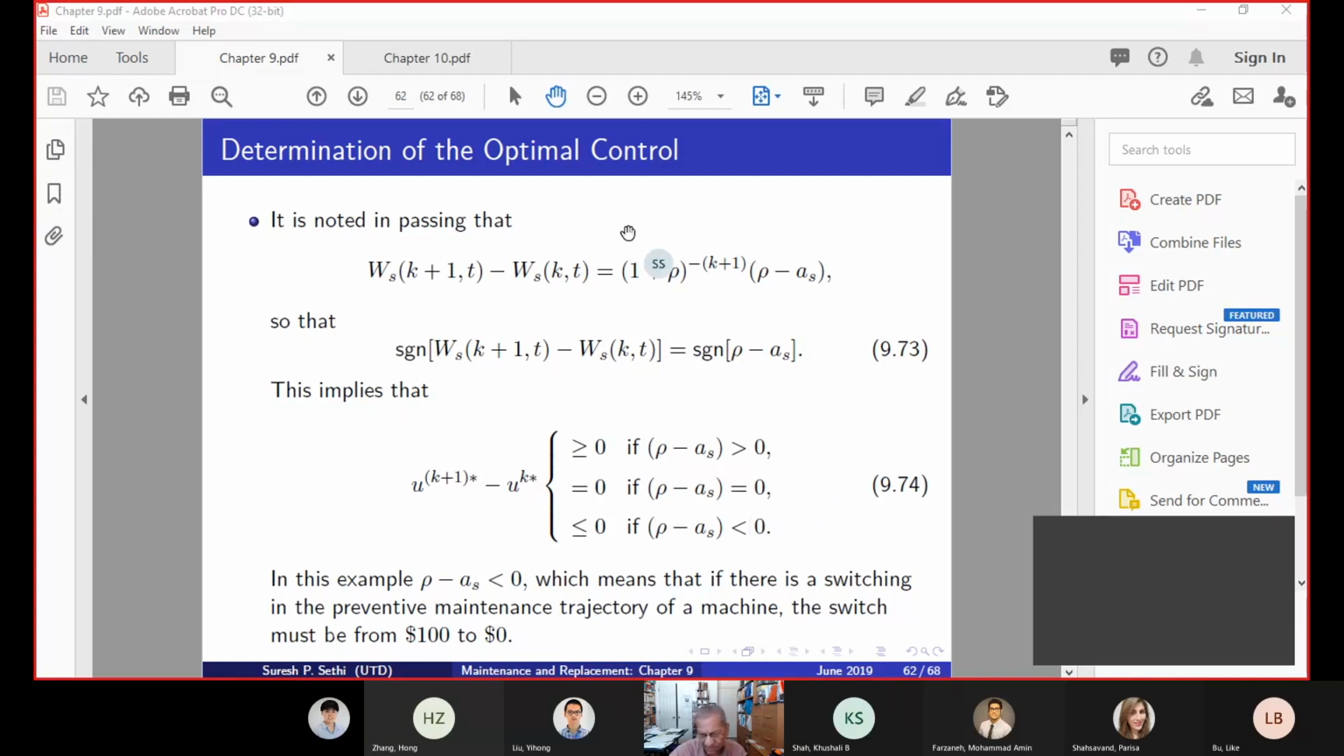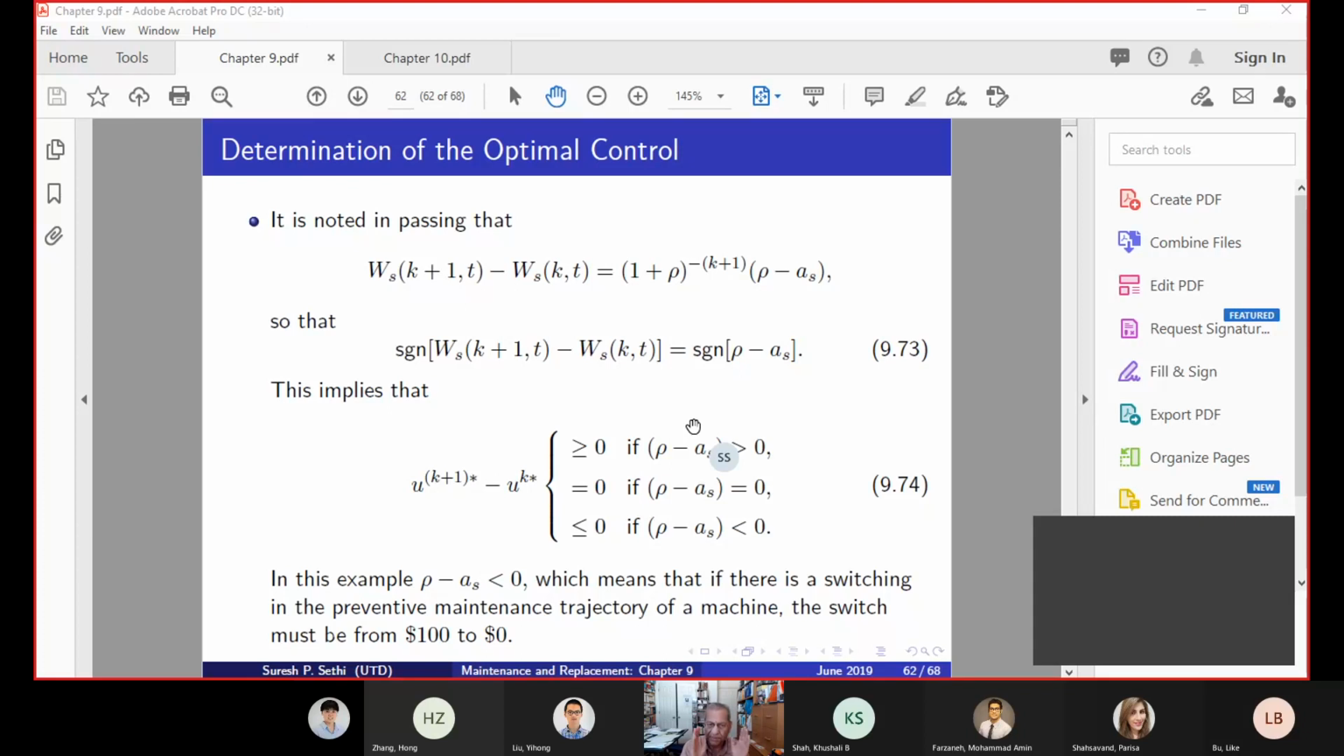In my example, rho minus AS is less than 0, which means that if there's a switching in the preventive maintenance trajectory, the switch must be from 100 to 0. So remember now, we have a linear problem. We have bang-bang control. So the machine control is going to go down. Machine control can be 100 for a while and then 0. Or it could be all 0 or all 100. This is exactly the characteristic of the solution as in the original Thompson model.